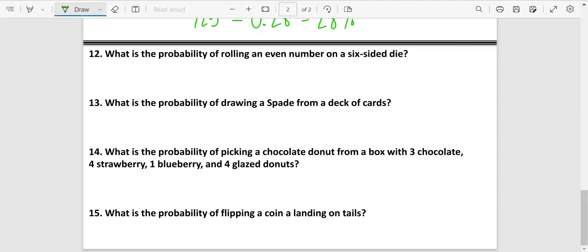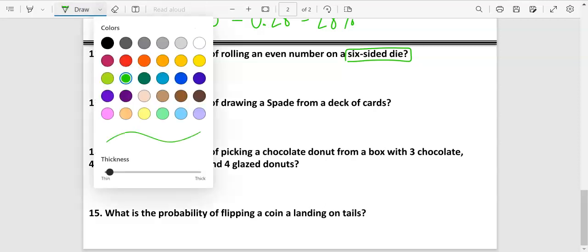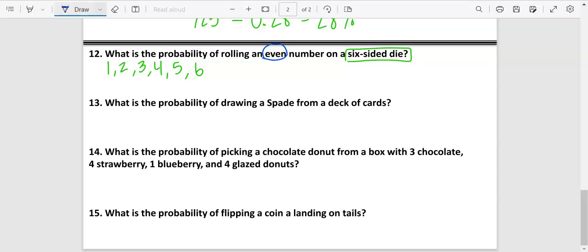All right, so a normal six-sided die is going to have numbers 1, 2, 3, 4, 5, or 6. Of those numbers, we want to figure out how many of these are even. Those are our favorable events. Numbers 2, 4, and 6 are even. So that is 3 out of the 6 possible choices. 3 out of 6 does simplify to 1/2, which could also be written as 0.5 or 50%.